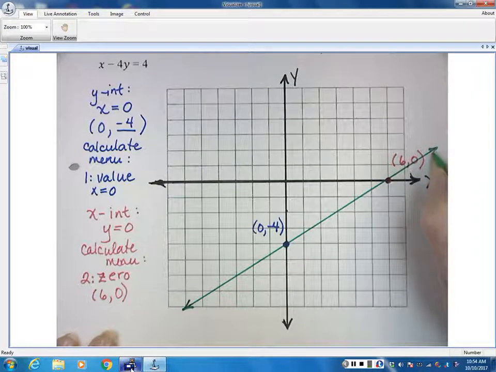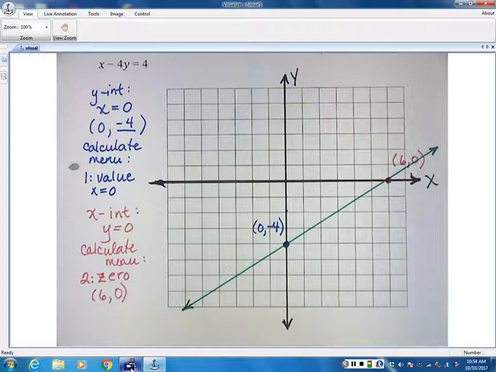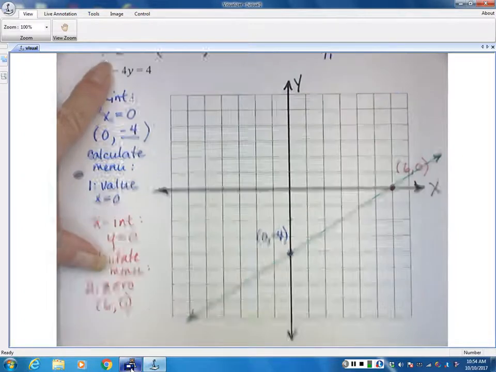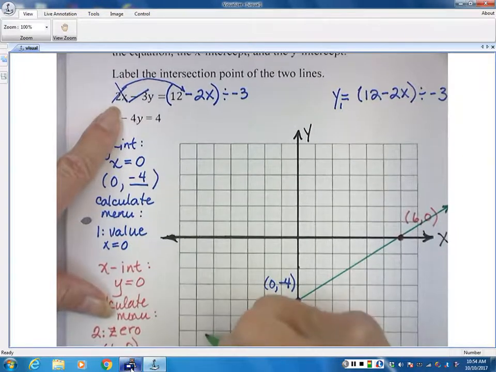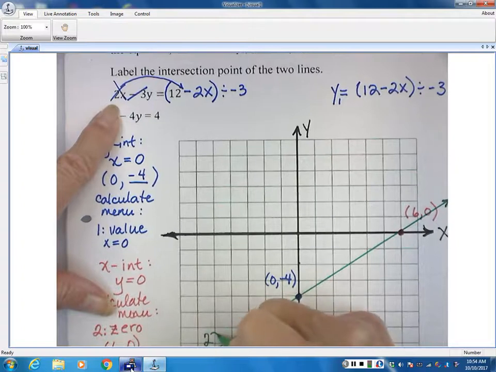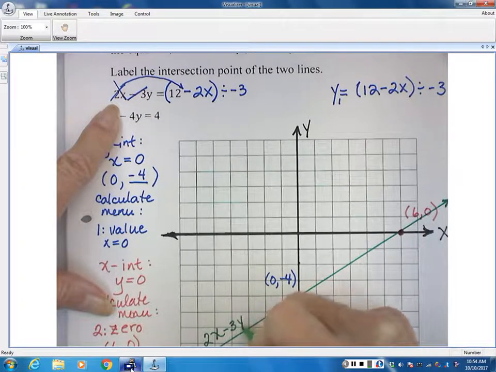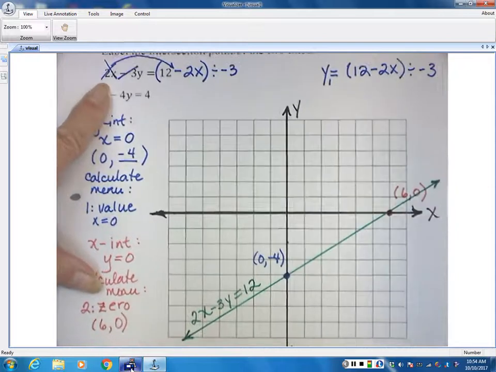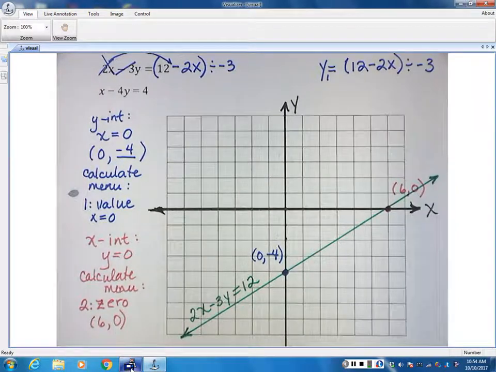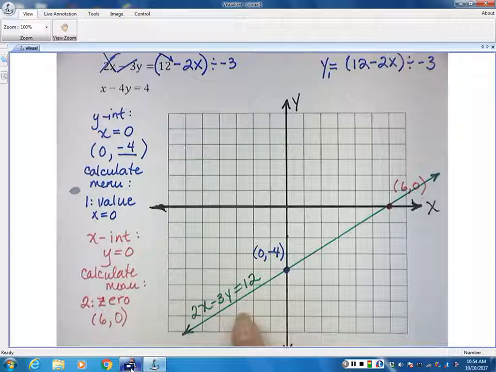And then the last thing I want to do is go back to the original equation, 2x minus 3y, and I want to label it on that line. So that's 2x minus 3y equals 12. This is an acceptable graph when you do one on a test or when you do one to turn into me. You have to have all that information.